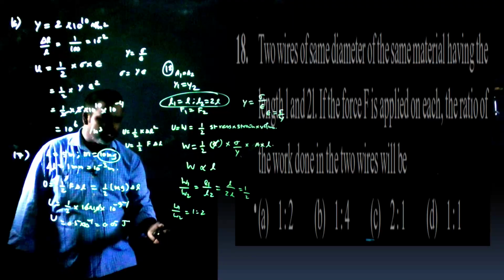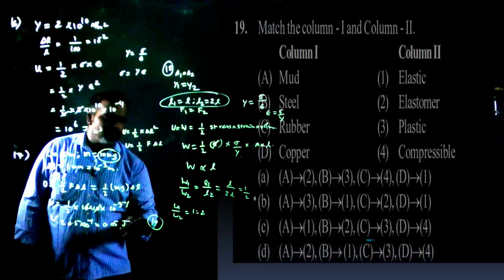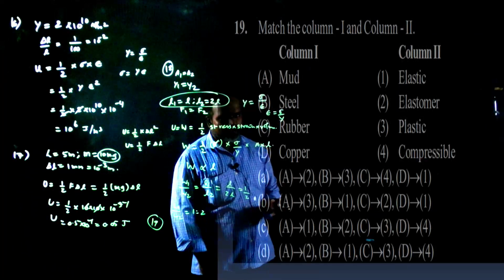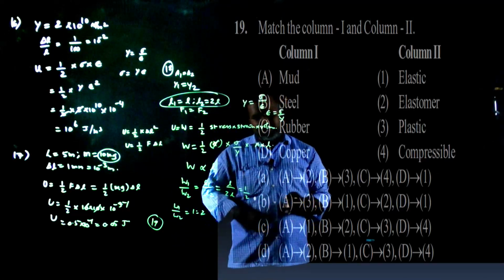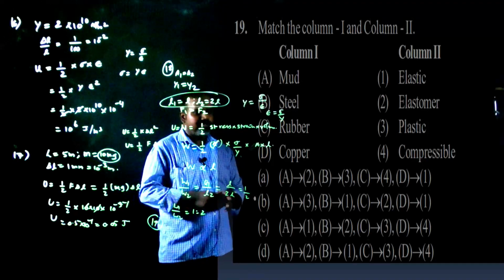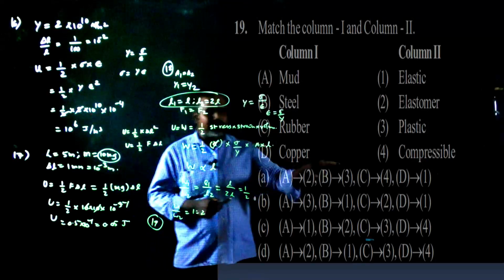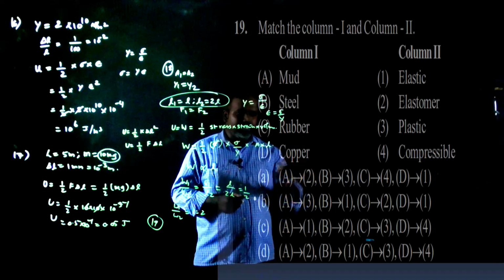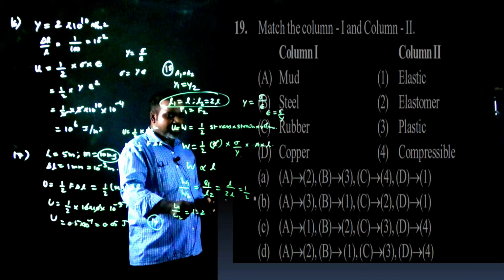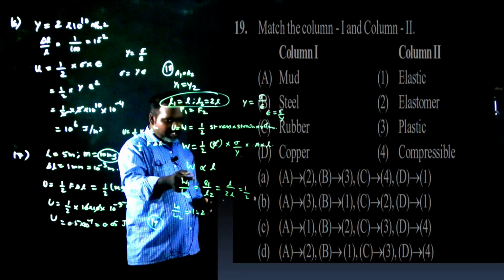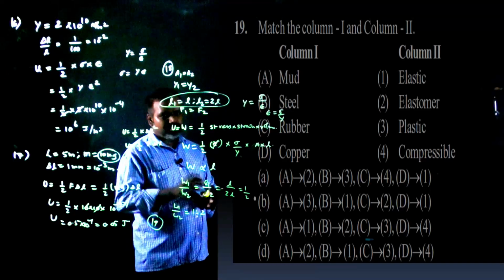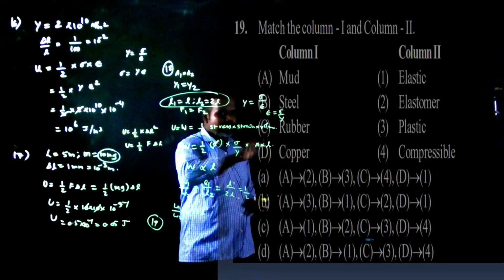Now we will go for question number 19. It's a very easy one to solve, such type of matching question. You see that mud is nothing but, whenever the external deforming force is removed, there is no regain of shape. Therefore mud is a plastic material. So A should be 3. Now we check the options. Except for those with A to 3, you just check the options. A starts with A to 3. So mud is a plastic material.